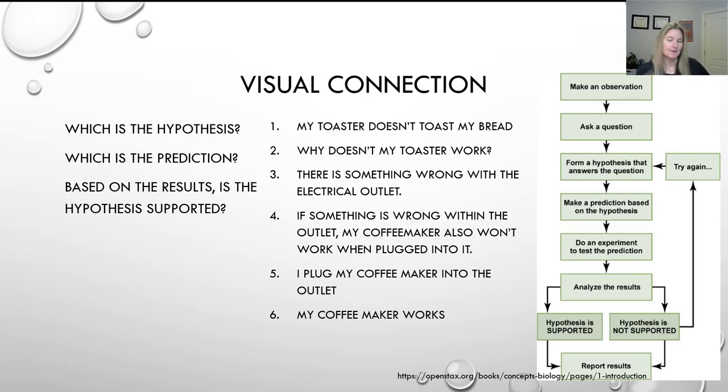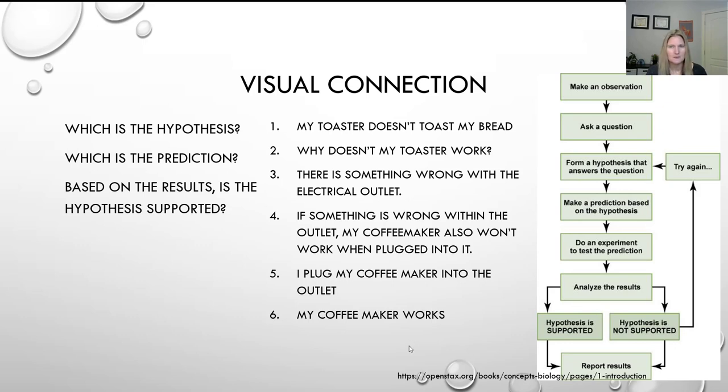So now we have this last question. Based on the results, is the hypothesis supported? The hypothesis we've already identified is that there's something wrong with the electrical outlet. But if we look further in our list here, it says number 5, I plug my coffee maker into the outlet, and then number 6, my coffee maker works. So based on that result, does that validate my hypothesis or does it refute it?